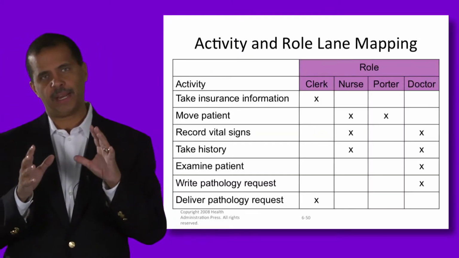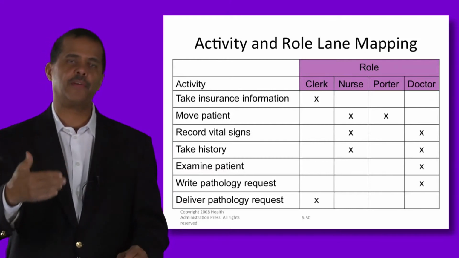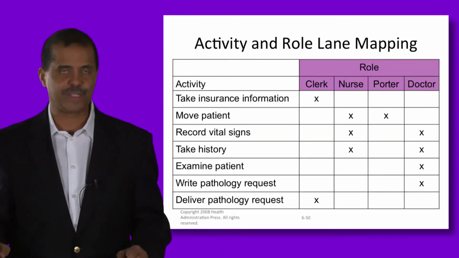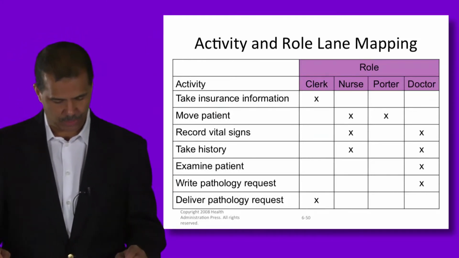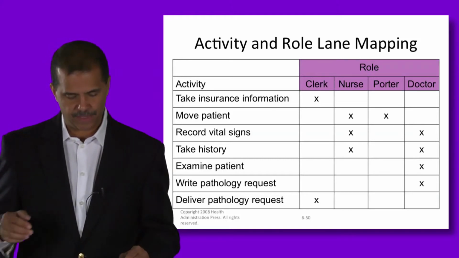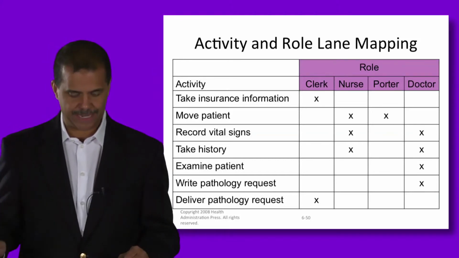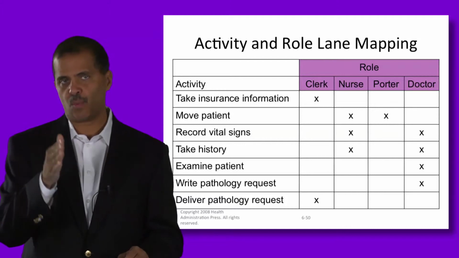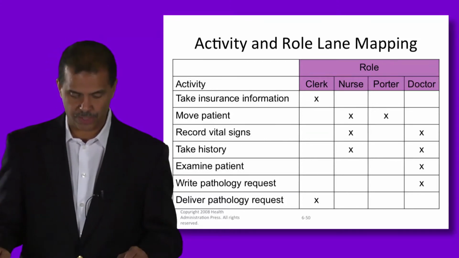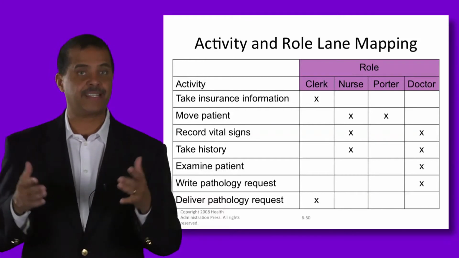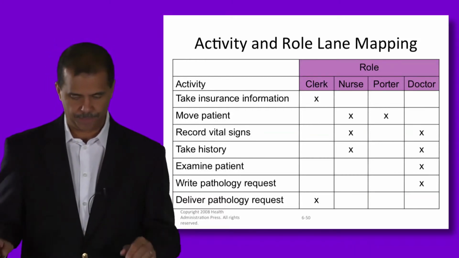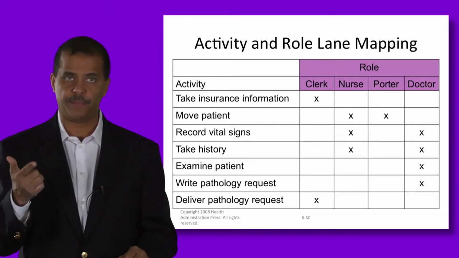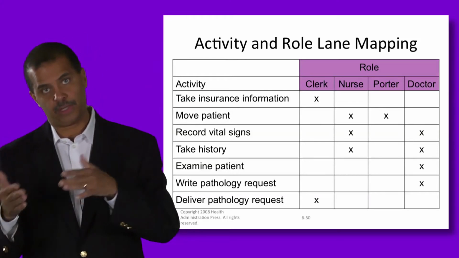So once you've done a process or a flow chart, there's another tool that goes along with this, which is called swim lanes, or what's called role lane mapping. How does this look? So if you note here, we have activities, from take insurance information, dropping down to deliver a pathology request. Then we have the roles. So who does what in the process? The clerk will take insurance information, sole person. So if that doesn't happen, who do you look at? You look at the clerk. Now there are some shared responsibilities. So move the patient could be the nurse or it could be the porter. If something goes awry there, then you look at the nurse or the porter.